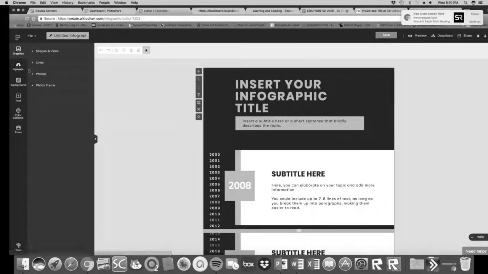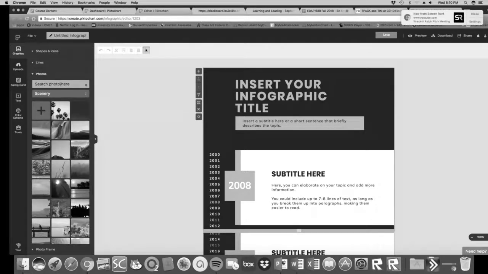You can use their graphics. You can do the uploads. You can do searches. Put your search here. And then, of course, your text boxes. If you use a template, the text boxes have already been defined. You just go in, wipe out the text, put your text in.